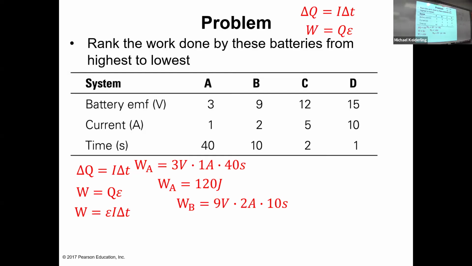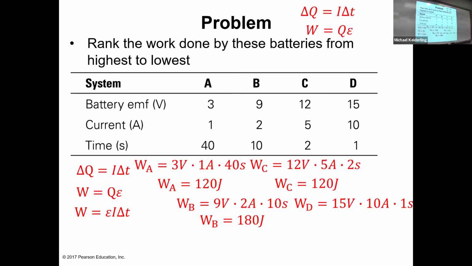B, 9 volts times 2 amps times 10 seconds. That gives us 180 joules. B is 180 joules. C, 12 volts times 5 amps times 2 seconds. That also gives us 120 joules. And D, 15 volts times 10 amps times 1 second gives us 150 joules.